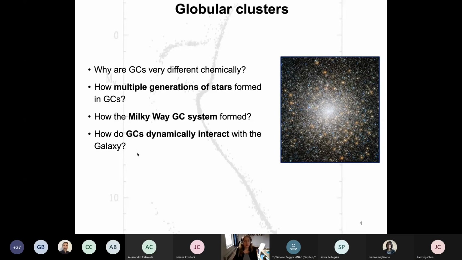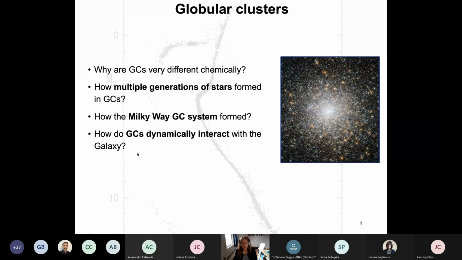We still cannot fully explain the presence of multiple generations of stars in globular clusters, and also why the abundance of the light elements of these stars in the multiple generations is different and varies from cluster to cluster. We also want to understand how the entire globular cluster system in the Milky Way formed, and also how these clusters in time interact dynamically with the galaxy.